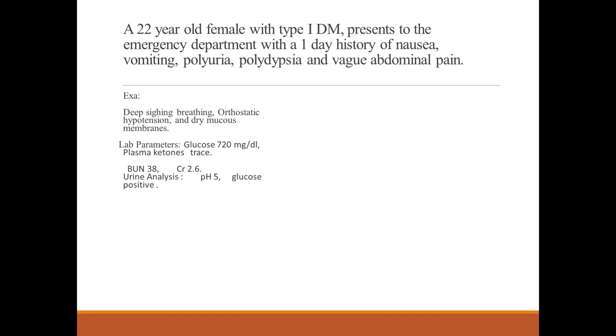glucose 720 milligram per deciliter, and ketones positive, with creatinine 2.6, and urine analysis says pH 5, glucose positive. So this scenario with this examination and the laboratory findings is suggestive of the typical presentation of DKA, diabetic ketoacidosis. So we find acidic pH 7.27 with bicarbonate 10, PCO2 23.